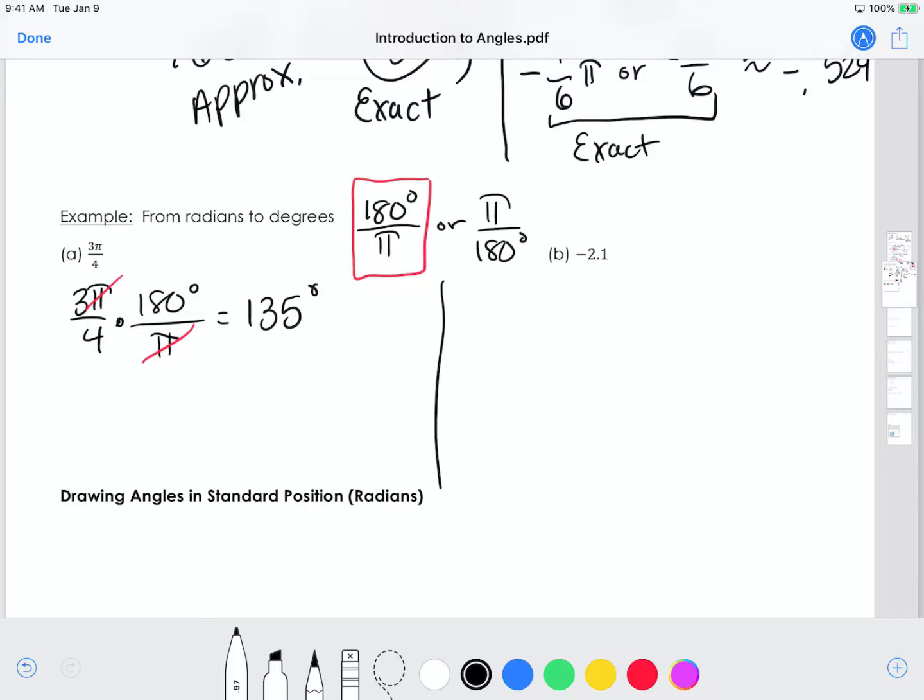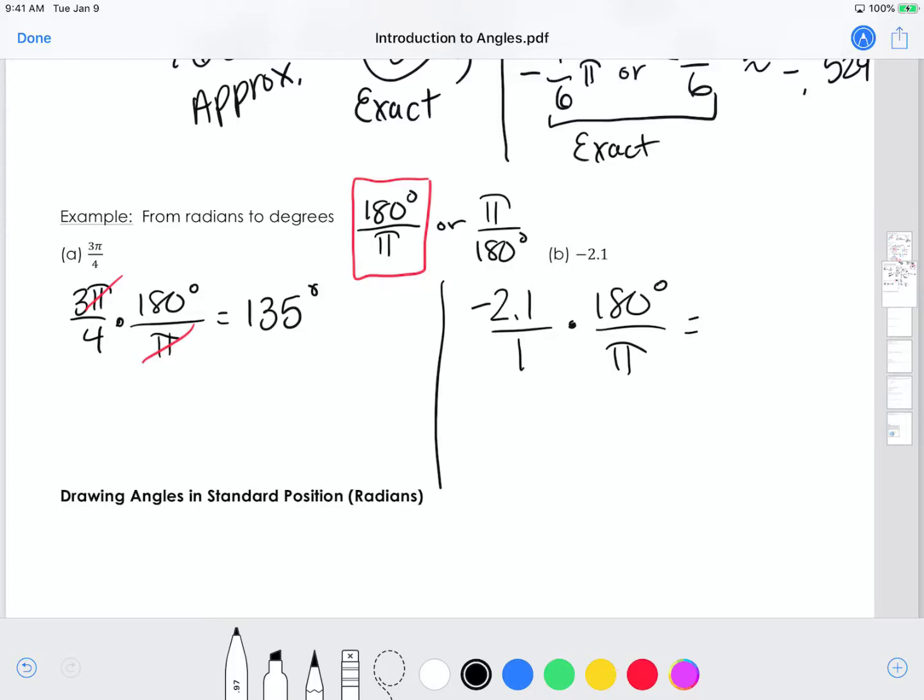Now for this one, this is in radians, and I know that it's in radians because it doesn't have the little degree symbol. If it has the degree symbol, it's in degrees. If it doesn't have the degree symbol, it's in radians. So I want to change negative 2.1 radians into degrees. So I'm going to multiply by 180 degrees over pi.